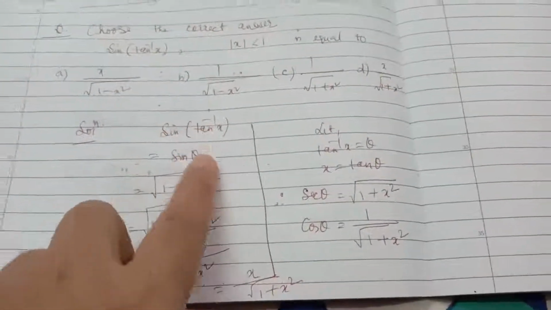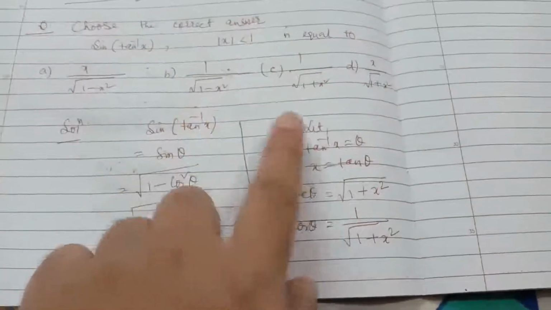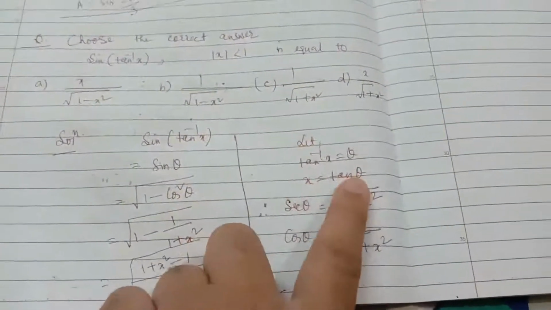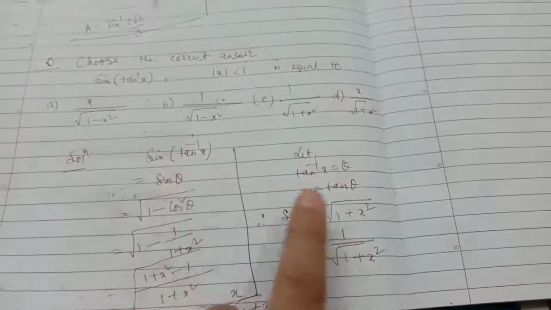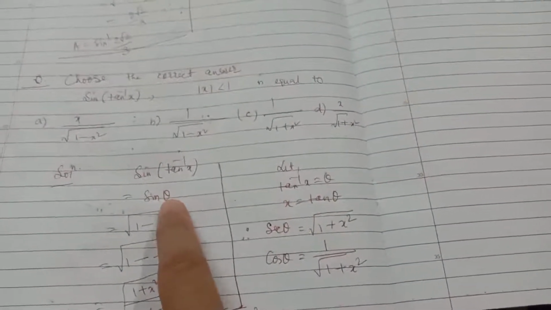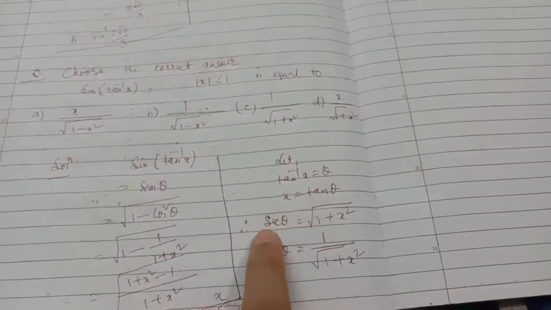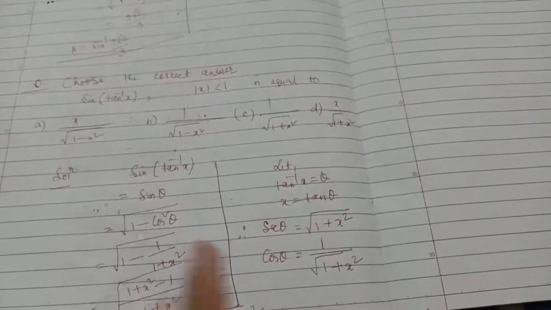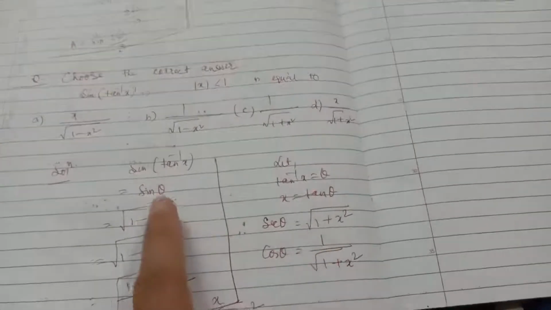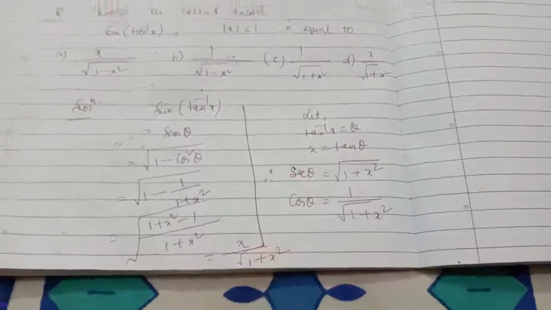So sine of tan inverse of x is very simple, but you have to move carefully. First consider this equal to theta, so you get x equal to tan theta. This will become sine theta. Now if tan theta equal to x, what will be the value of sine theta? This is what we have to find. From tan theta we calculated sec theta, then cos theta. And with cos theta, we can easily calculate sine theta. So this is the correct option, x by root over 1 plus x square.